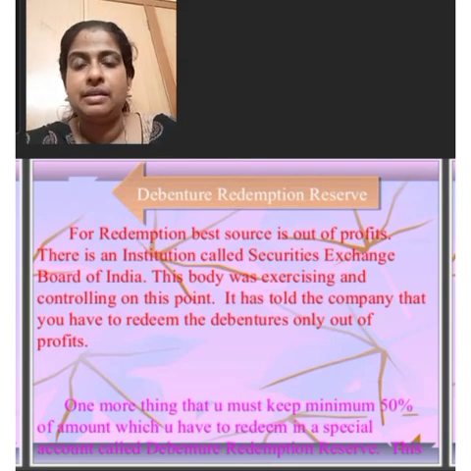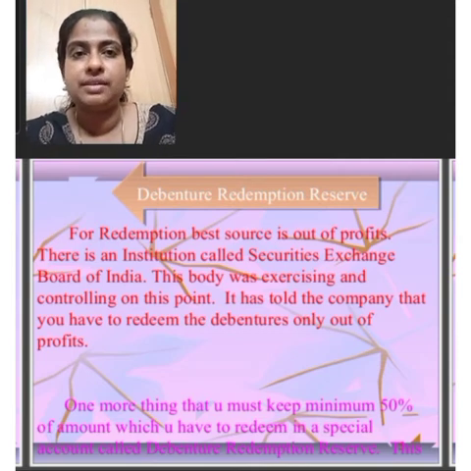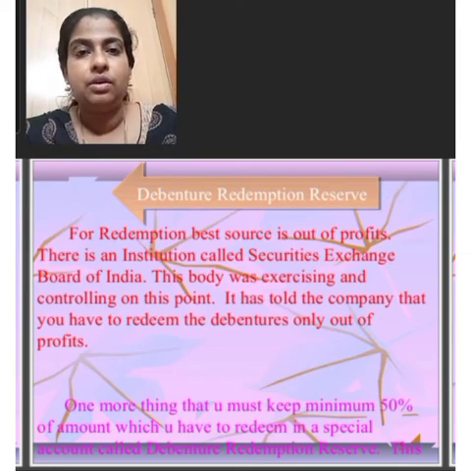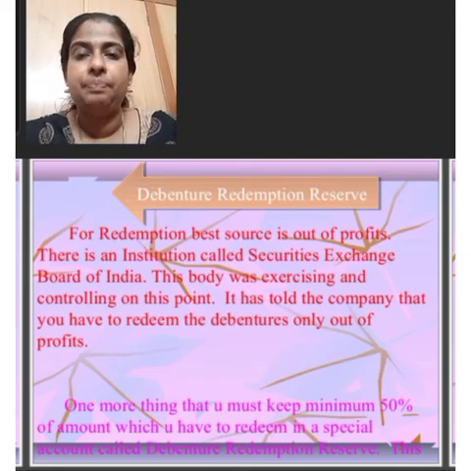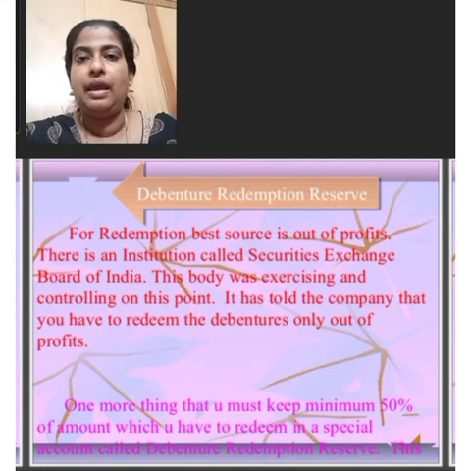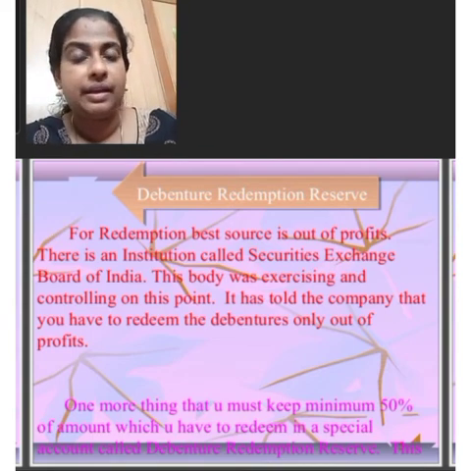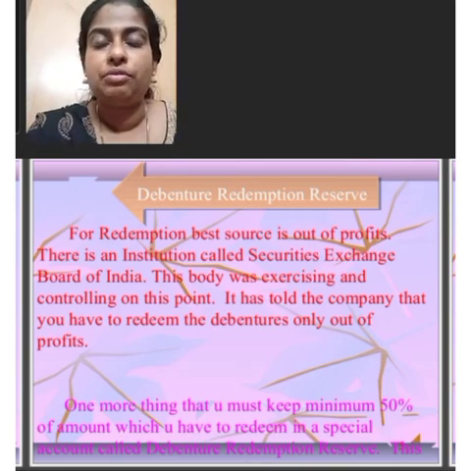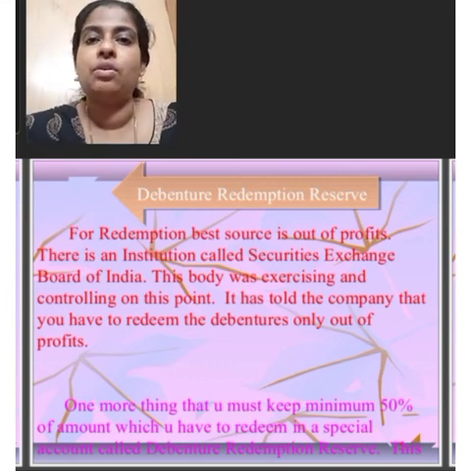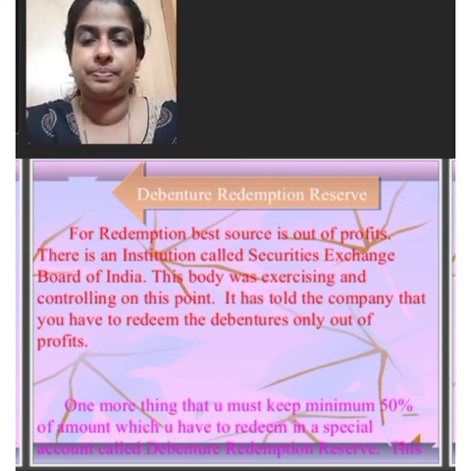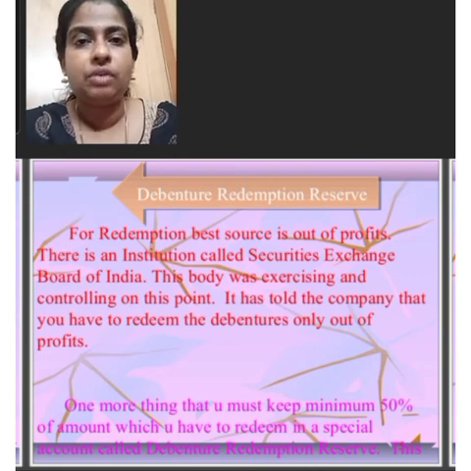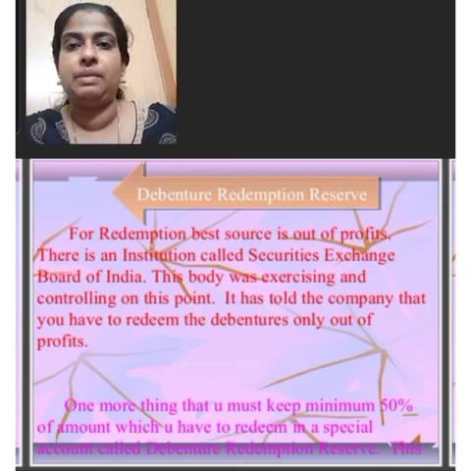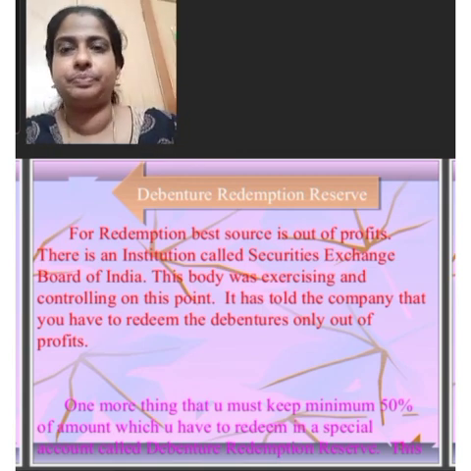Then the second guideline is that the creation of Debenture Redemption Reserve is obligatory only for non-convertible debentures and the non-convertible portion of partly convertible debentures. The third one is that a company shall create DRR equivalent to at least 50% of the amount of the debentures issued before starting the redemption of debentures. And the fourth point is that withdrawal from DRR is permissible only after 10% of the debentures have been redeemed.